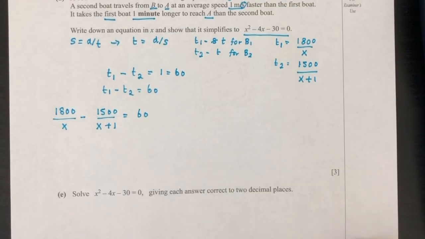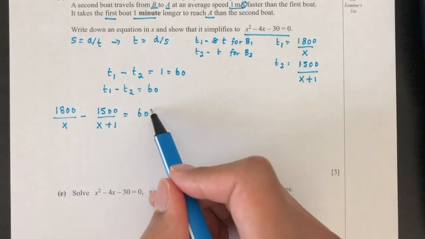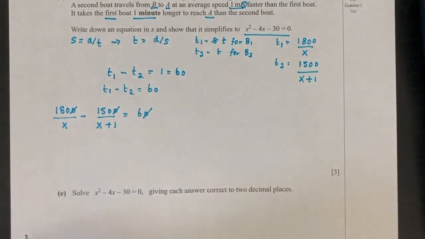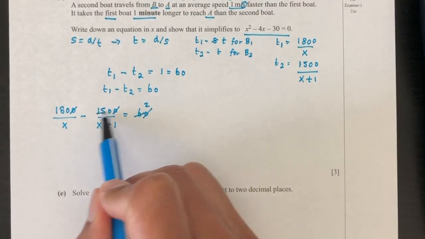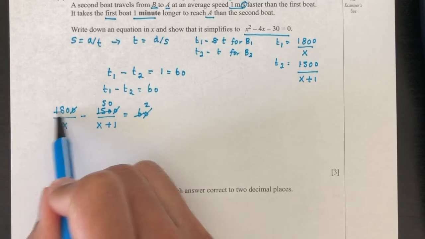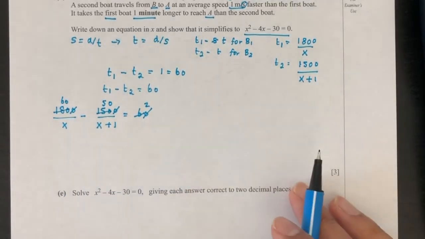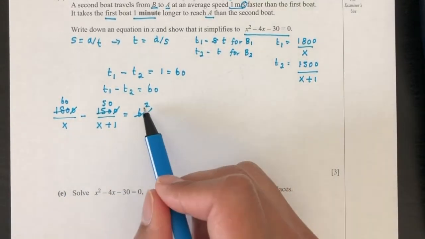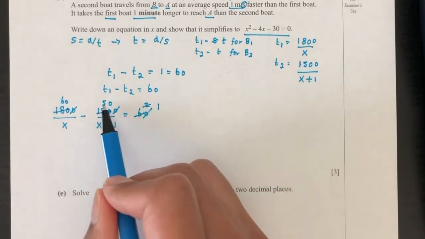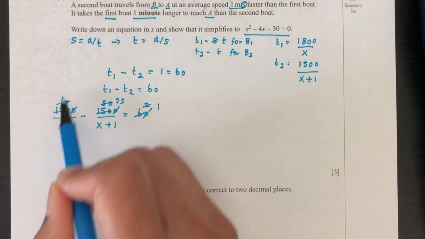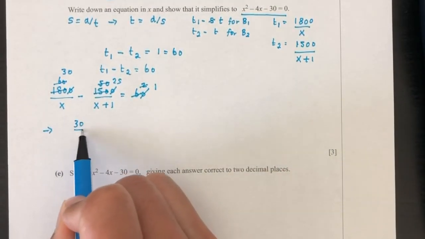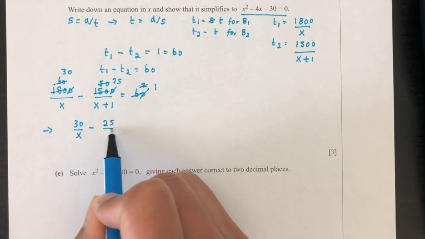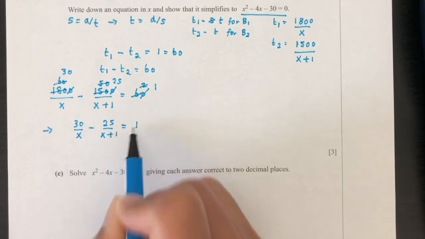One thing we can do is divide by 10 everywhere. That will become cancel, cancel, cancel. Then we can divide by 3. That becomes 2, that becomes 50, and that becomes 60. We can also divide by 2, so you will have 1 here, 25 here, and 30. So if you simplify, you will have 30 over x minus 25 over x plus 1 equal to 1.